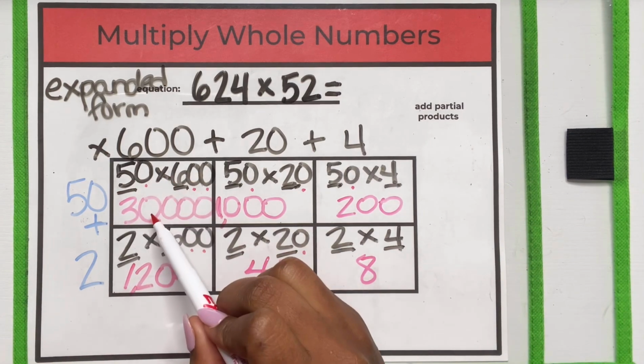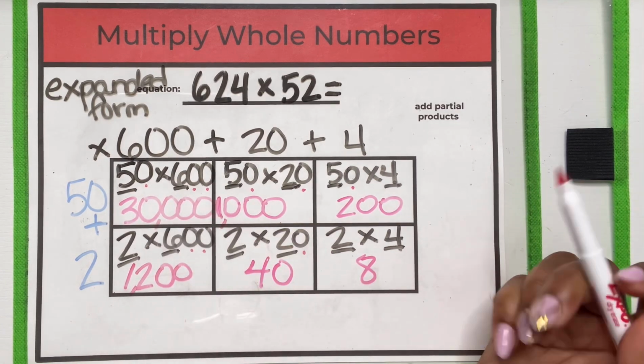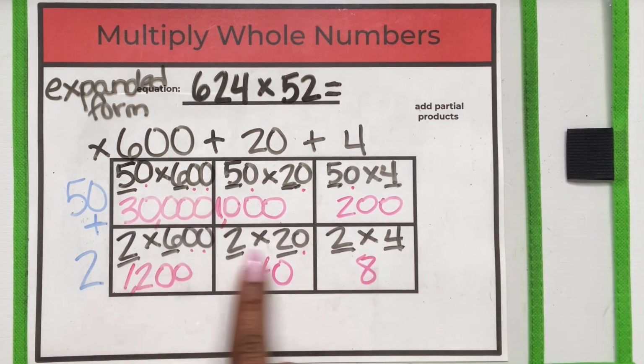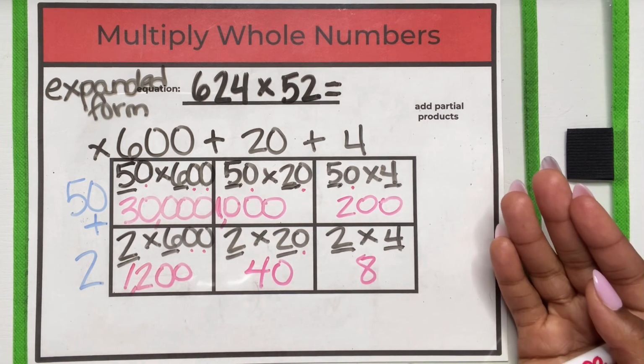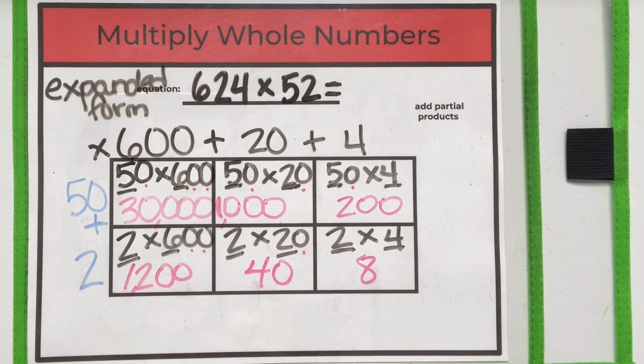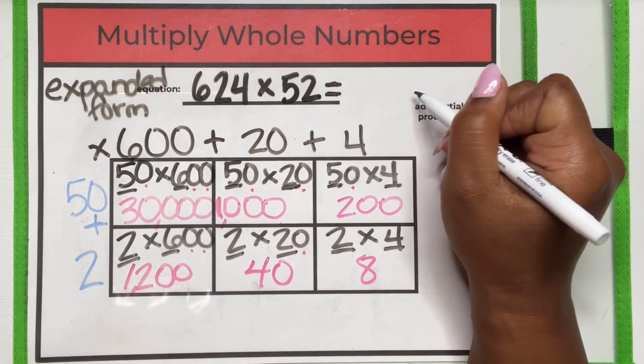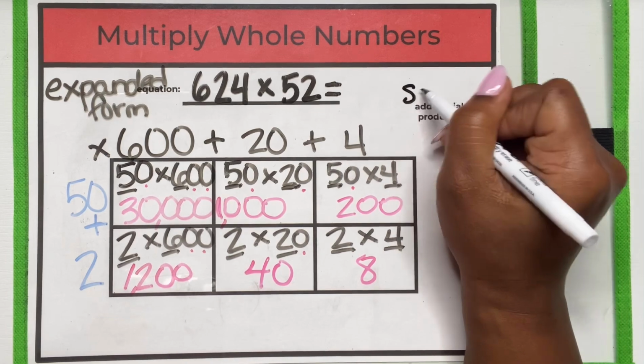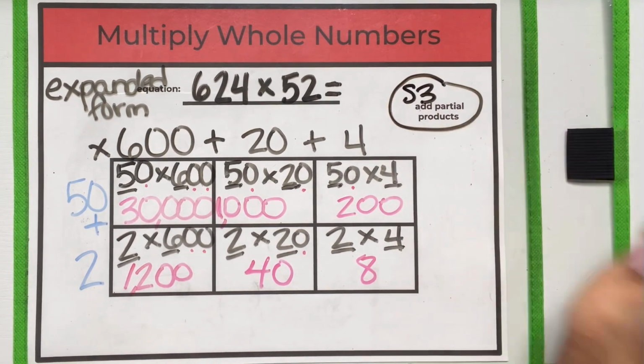5 times 6 was 30. I added 1, 2, 3 zeros. Okay, always check in here. Make sure your products are correct. Because now for the final step, you're going to add the partial products up. Okay, this is our final step. We're going to add the partial products.